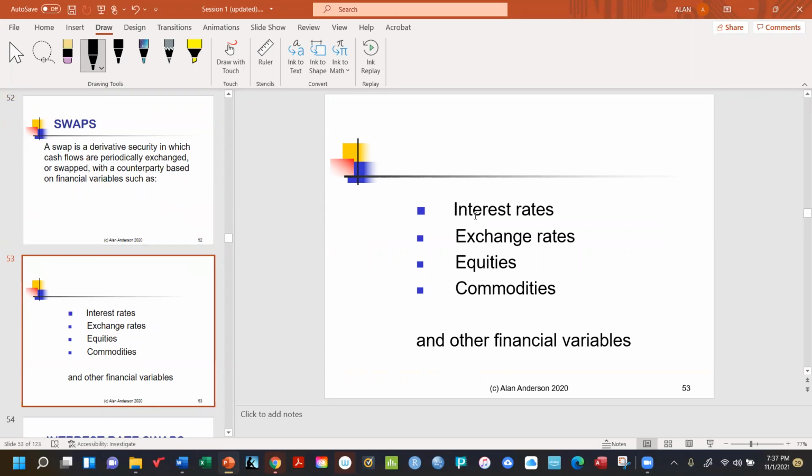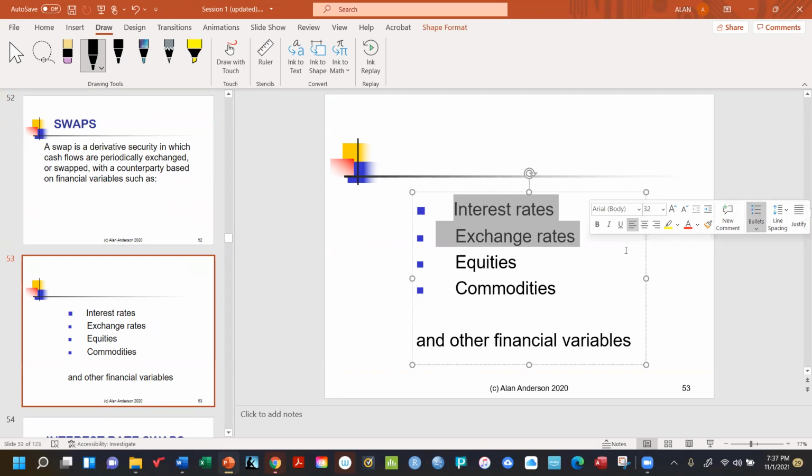They're all out there, but still, even at this point in time, interest rate swaps and exchange rate swaps, or currency swaps as they're called, are by far the most common. Okay, the others are important too, but these two account for most of the trading volume.